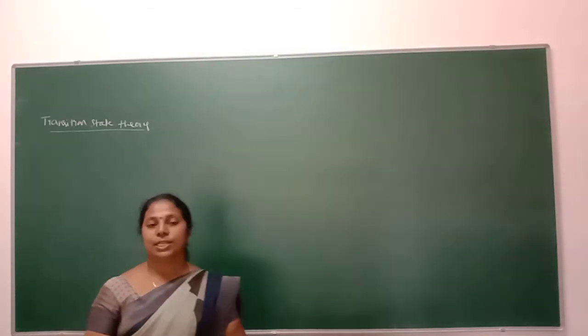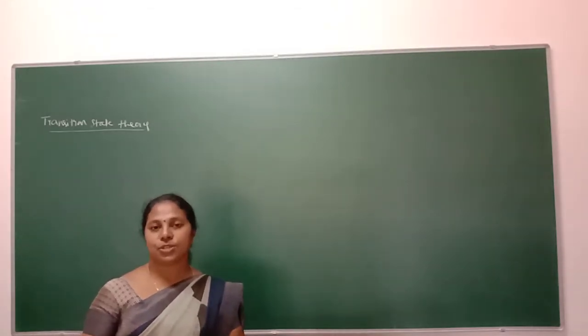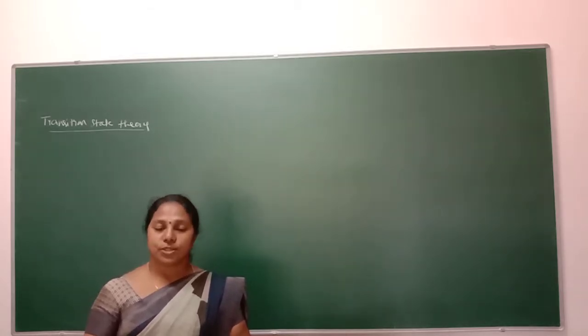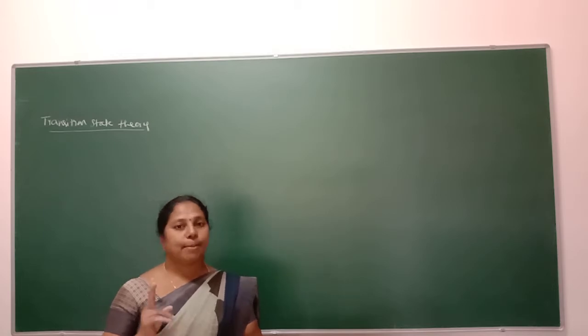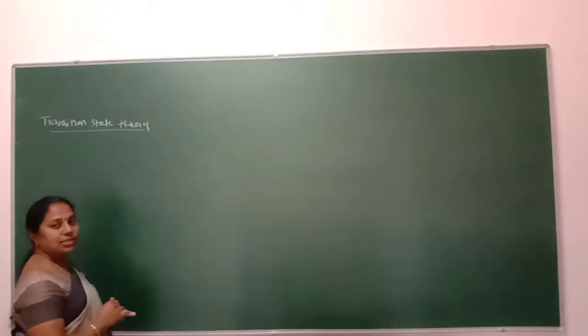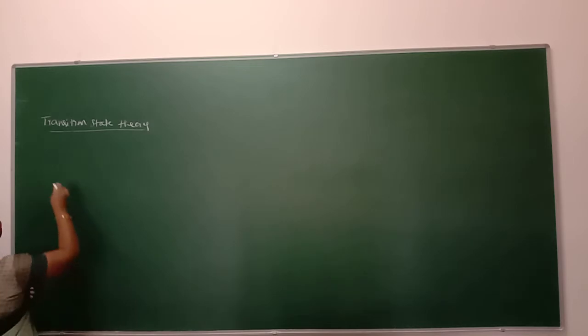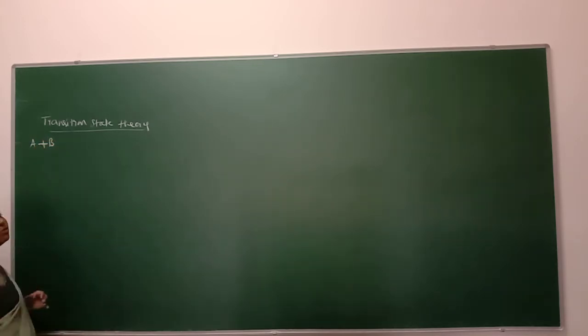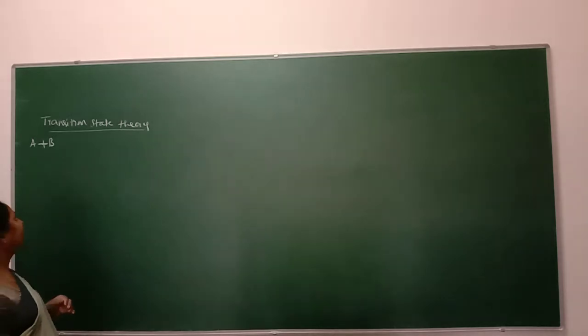Hello students. So we will study the rate of reaction by using the modern theory, which is called the transition state theory. This transition state theory is applicable for a bimolecular reaction. Let us consider a bimolecular reaction. So what is a bimolecular reaction? A reaction whose molecularity is found to be 2 is called a bimolecular reaction.